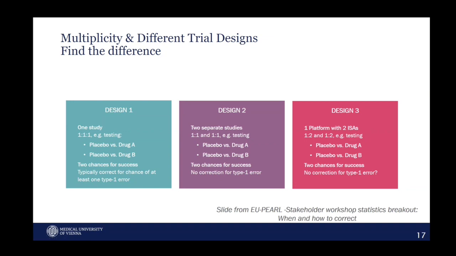It's now a platform trial where we have 2 independent sub-studies, the 2 ISAs. We use a 1-to-2 randomization in each of the sub-studies, and we test the same hypotheses. We share the control data. Similarly, we have 2 chances for success. But where are we now? Are we closer to design 2 or to design 1? Do we need a correction for multiplicity? So what?